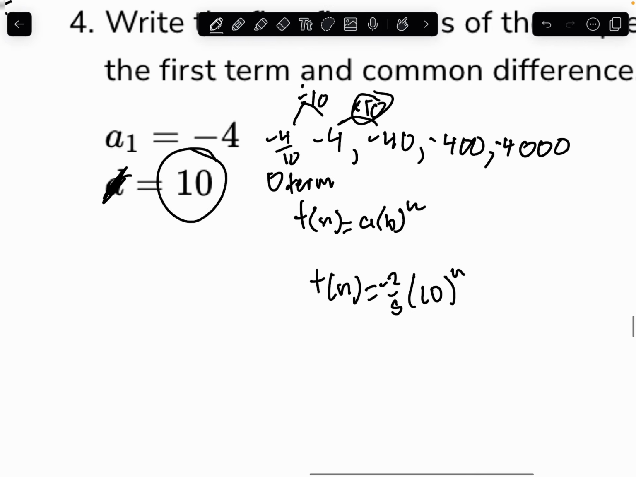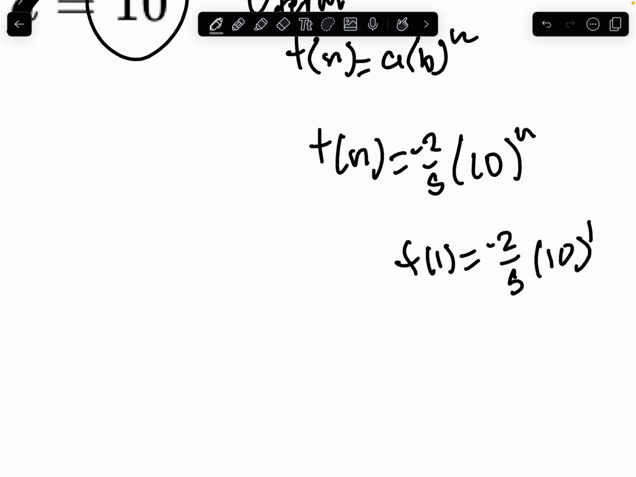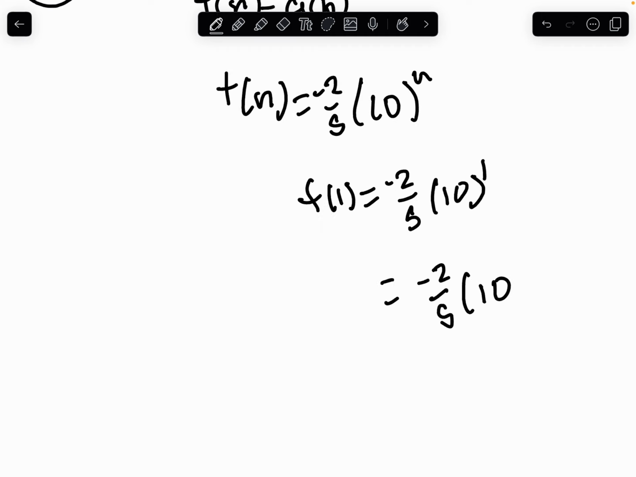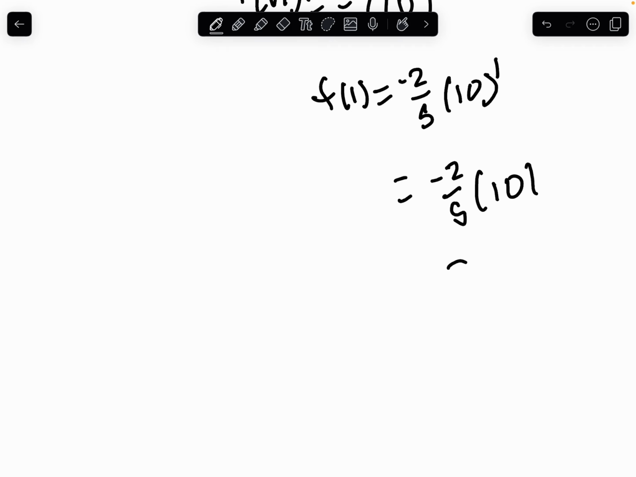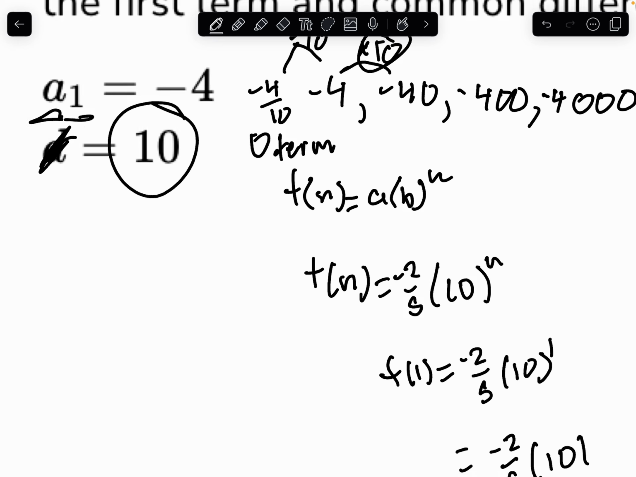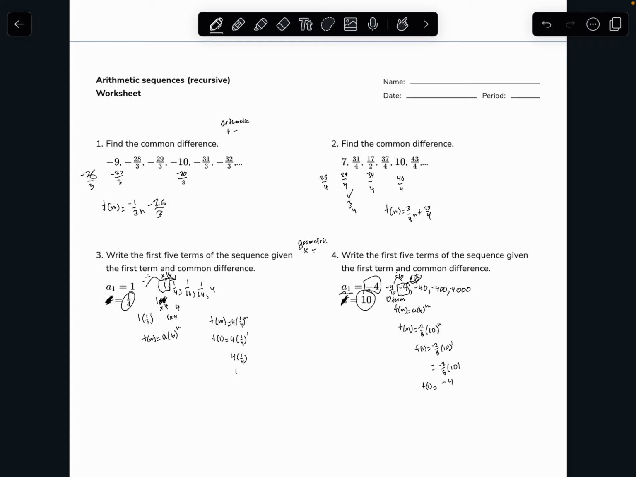Now I'll test the first term number. So T of 1 equals -2/5 times 10 to the 1. So 10 to the 1 is 10, so -2/5 times 10. -2/5 times 10 is -4. So T of 1 equals -4. And I know that's true because it says right here, and then I put it in my list here. So that's how you do geometric and arithmetic equations.